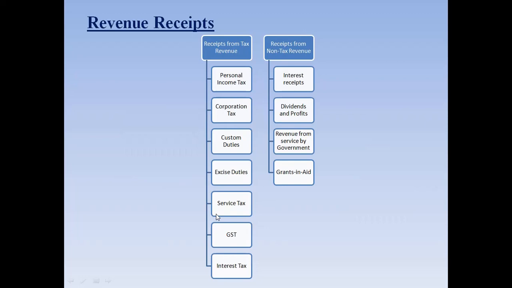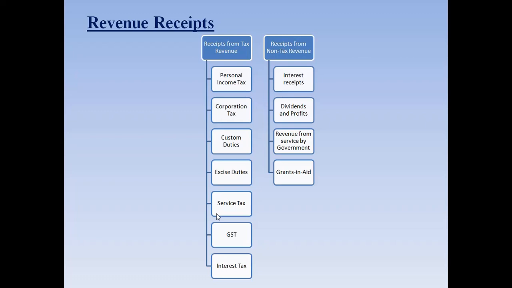Now what are the revenue receipts? The revenue receipts, I mean the sources. The sources of the revenue receipts can be of two types. One is from the tax revenue and the other one is from the non-tax revenue, or you can say the tax items as well as the non-tax items. Remember, one is tax items and the other one is non-tax items.